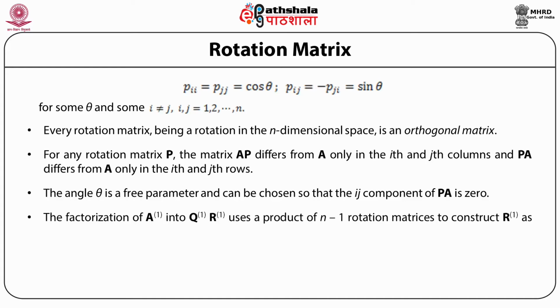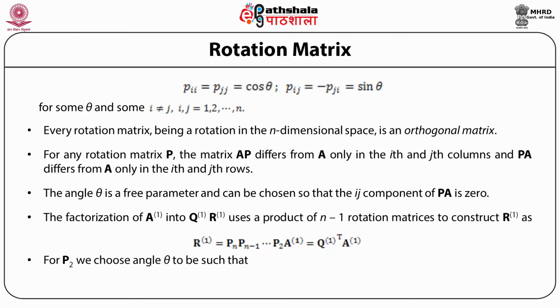The factorization of A^1 into Q^1 into R^1 uses a product of n minus 1 rotation matrices to construct R^1 as R^1 equals Pn into Pn-1 and so on up to P2 into A^1, which is further equal to Q^1 transpose into A^1.